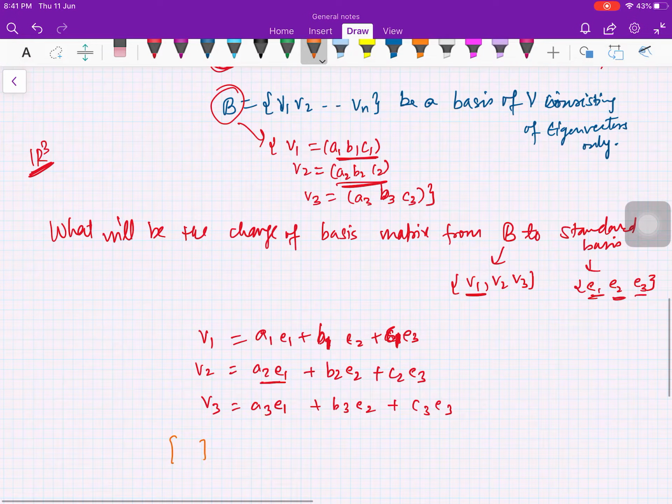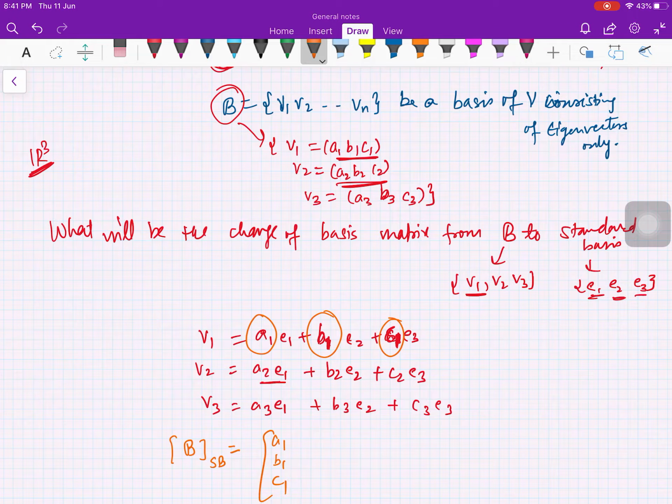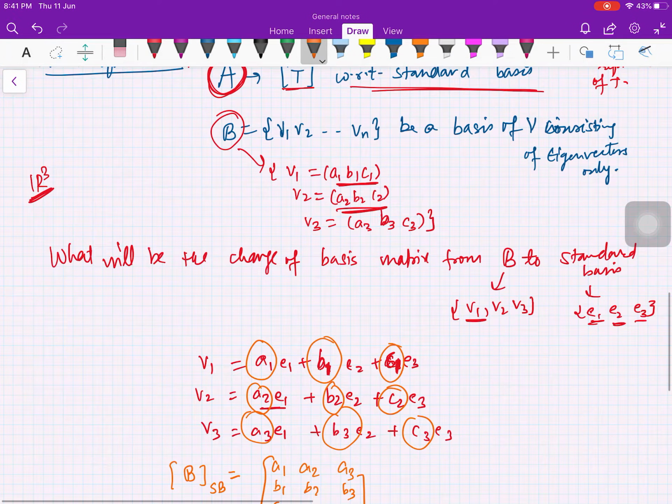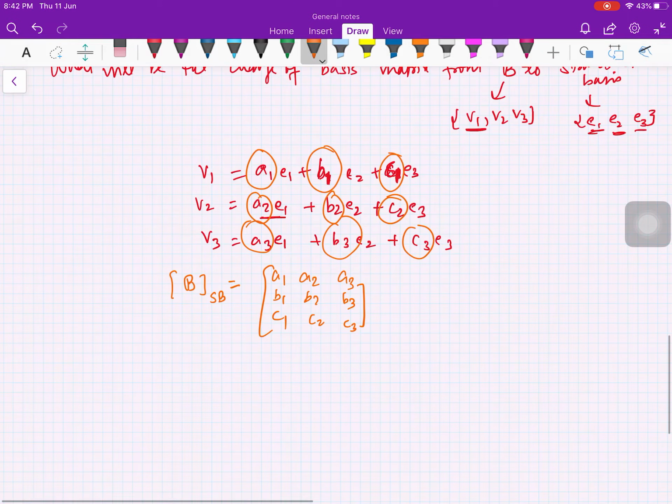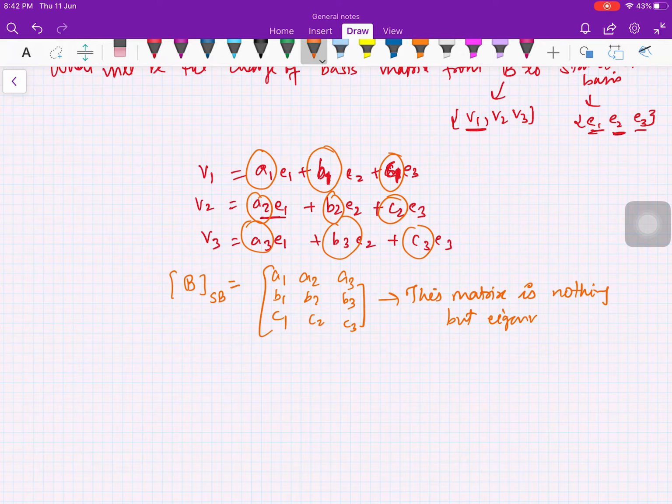So it means that the change of basis matrix is this A1 B1 C1, A2 B2 C2, A3 B3 C3, which is nothing but these vectors written as columns. So this matrix is nothing but eigenvectors written as columns.